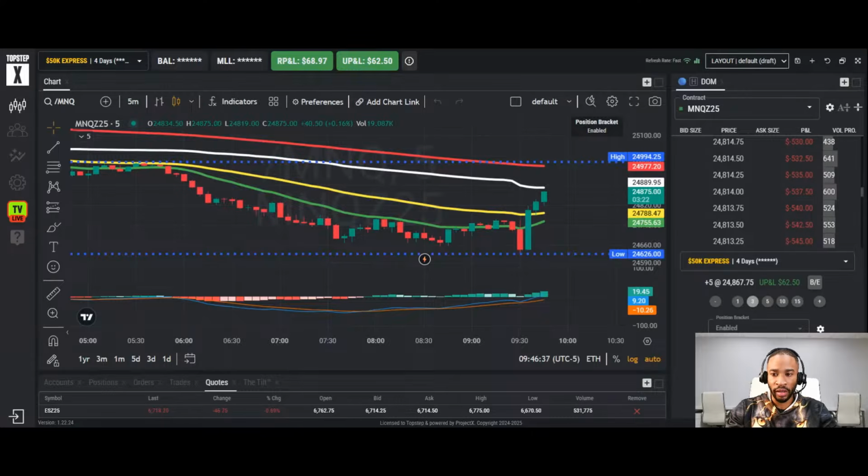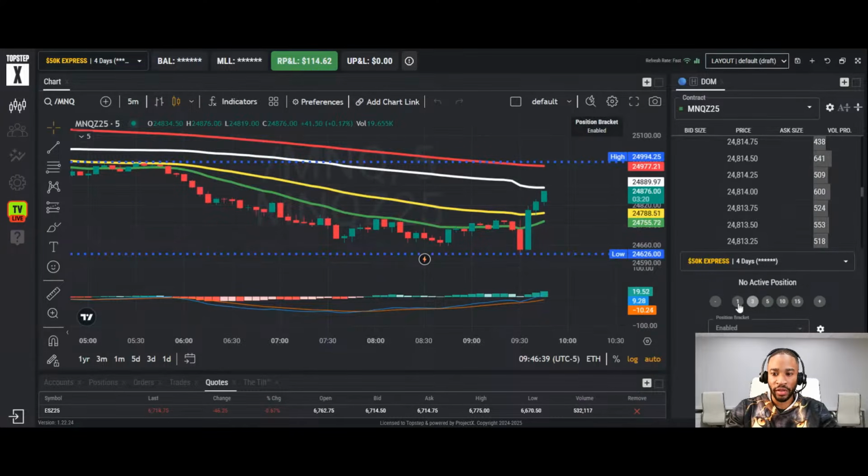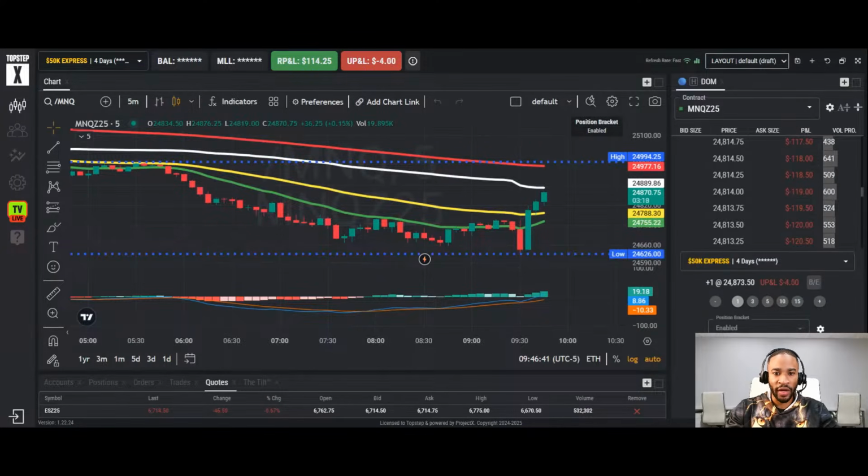Let me add 3 more right here. Fuck it. Let me take those profits. All right. Let me get back in right here, family. Let's go. Add 1 more right here. Keep moving higher. We need to break above this white line. If we break above this white line, it's a strong possibility we may hit towards $24,994.25. That's our high on the 5-minute time frame.